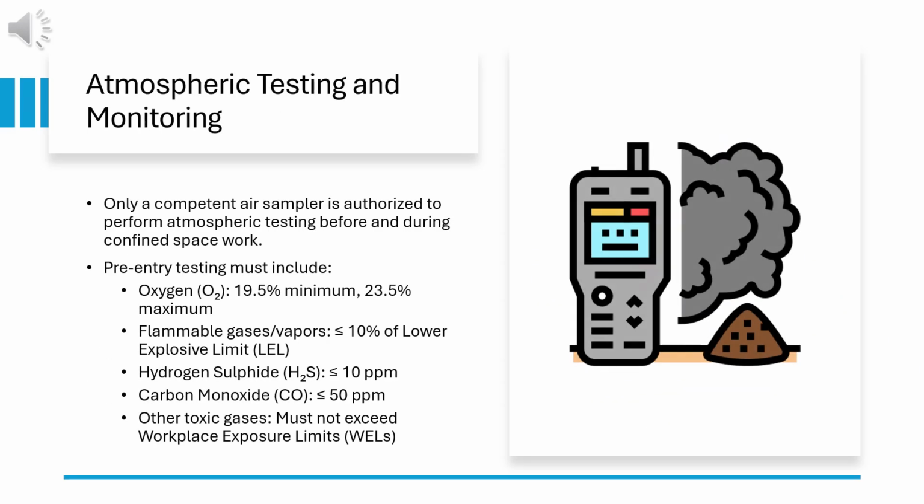Atmospheric testing. Only a competent air sampler may conduct atmospheric testing. Before entry, the atmosphere must be tested for oxygen levels, flammable gases, hydrogen sulfide, carbon monoxide, and any other toxic gases that may exceed allowable limits. Oxygen must be between 19.5 and 23.5%. Flammable gases must not exceed 10% of the lower explosive limit. Accurate testing is critical to ensuring a safe work environment.